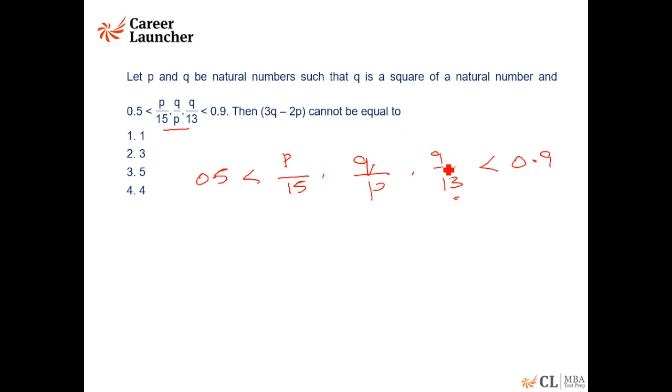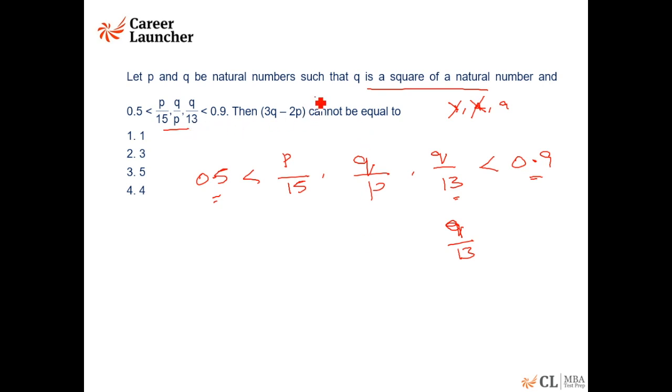Since this has to be Q upon 13, and Q is a square of a natural number, what that means is Q should be less than 13, because Q by 13 is less than 0.9, but Q by 13 is also greater than 0.5. So what natural number squares are available to us which are less than 13? 1, 4, 9. 1 is definitely ruled out. 1 by 13 will be less than 0.5. 4 by 13 is also less than 0.5. That means Q is equal to 9. So 9 by 13.